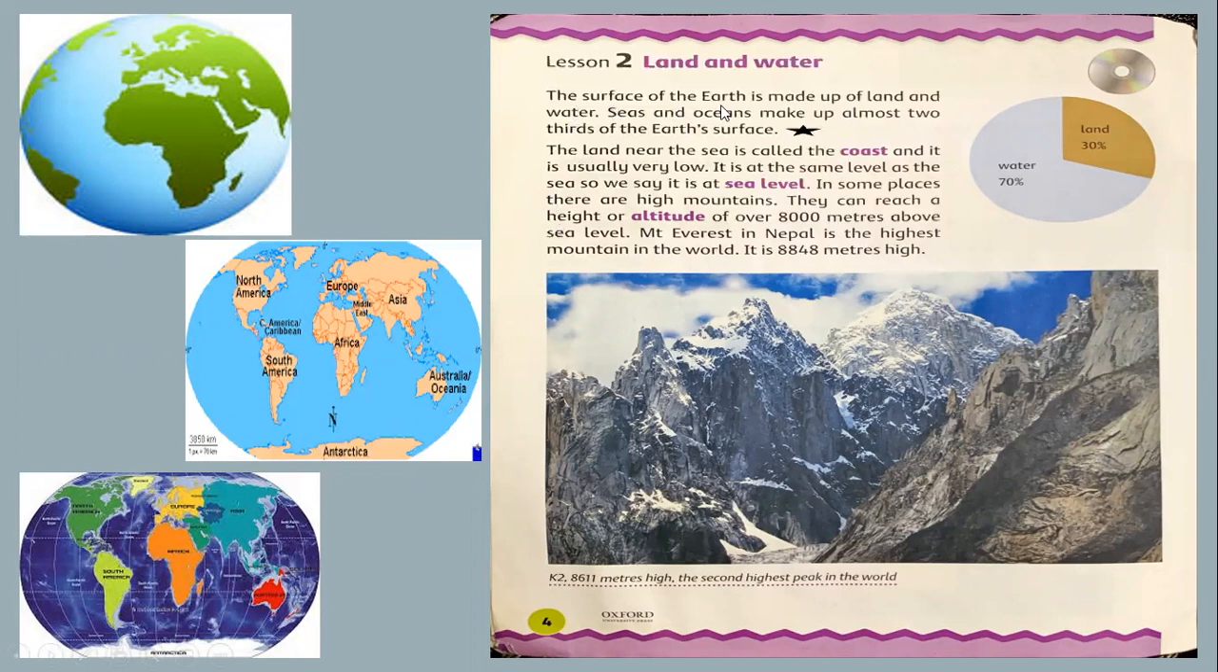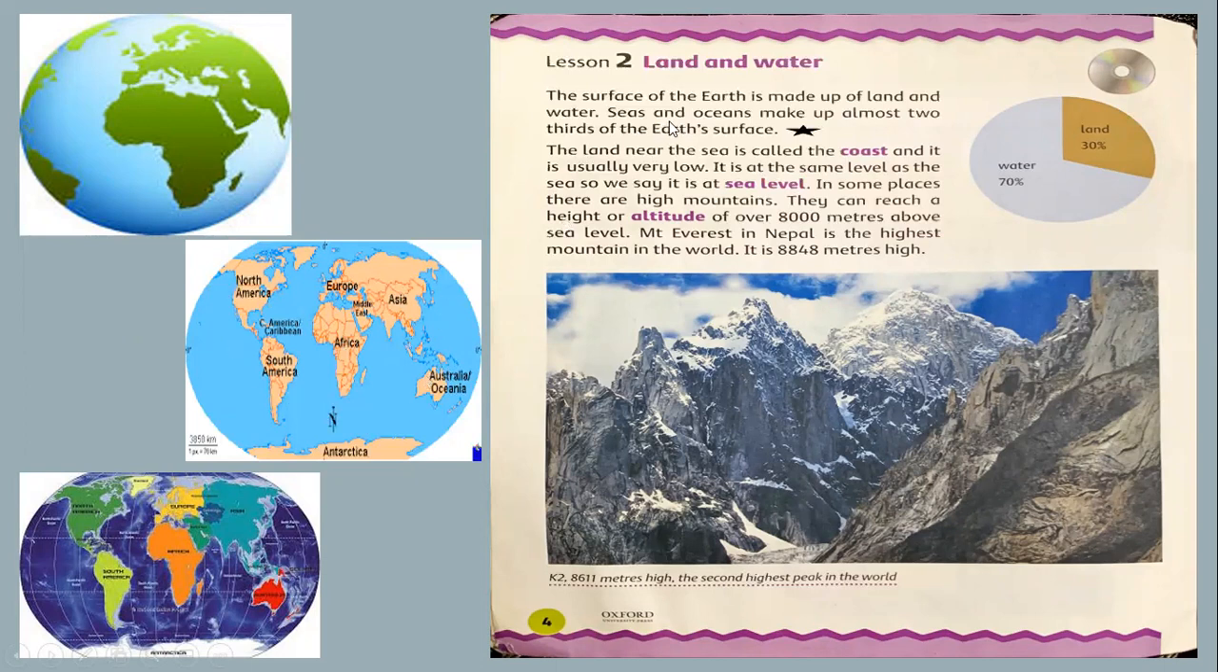The surface of the earth is made up of land and water. As you can see in this picture, this is the picture of the world earth. This green part is the land and the blue part is the water. Also in this picture, the orange part is the land and all this is the water.